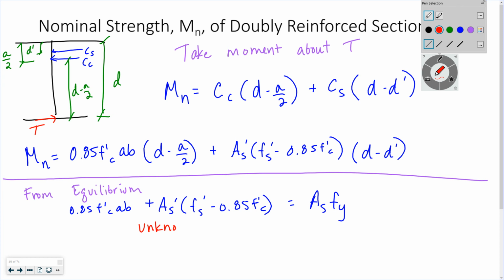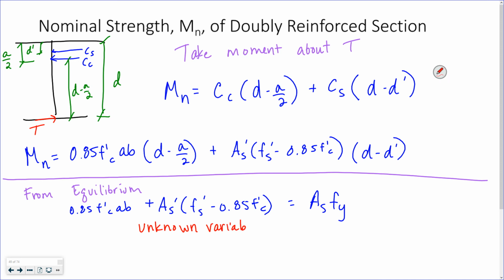Unknown, what do I not know? Let's see, 0.85 f prime c, okay, I know f prime c. I don't know a. I don't know that depth. b, okay, I know the width of my b. A s prime, yep, I know how much compression steel I have. f s prime, I don't know. 0.85 f prime c, yep, I know that. I know my area of steel for my tension side, A s, and I know my yield stress. So, oh, I have two unknowns.